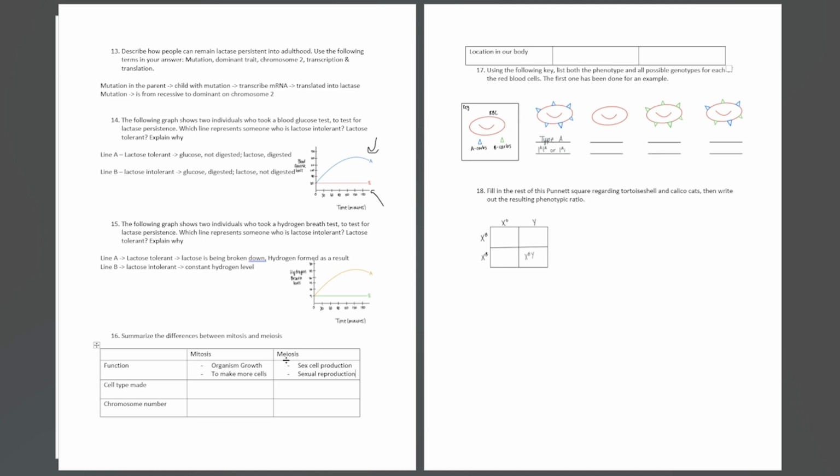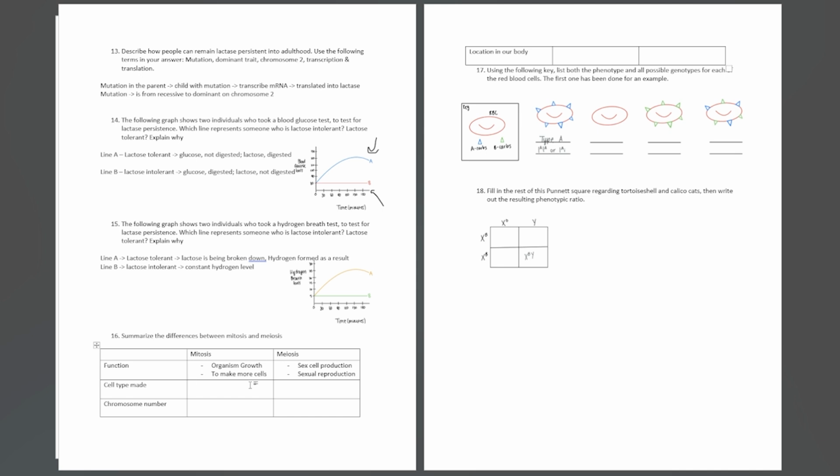Right, so mitosis produces every single type of cell in your body, right? So you have the rapidly dividing ones like skin cells or stomach cells, and you have the ones that don't divide at all, like skeletal muscle cells or your brain cells, or nerve cells rather. Versus meiosis, which is solely for sex cell production, which is therefore for sexual reproduction.